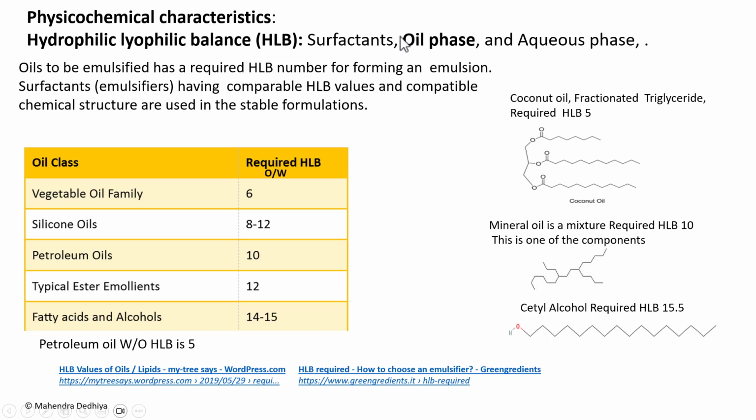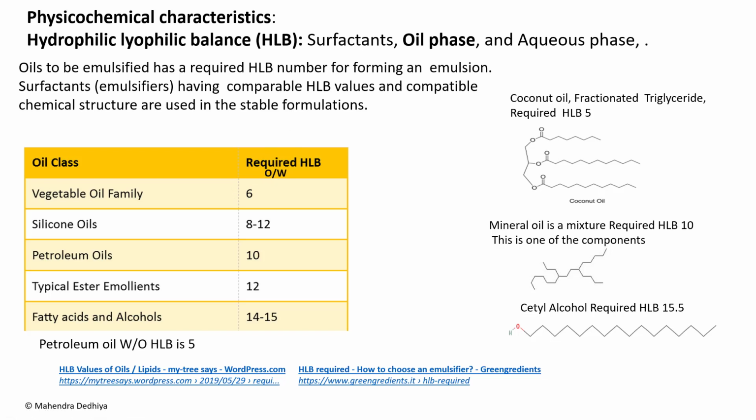HLB of the oil phase. Surfactant has an HLB. Oil phase requires an HLB for it to be emulsified and stabilized. That means a surfactant emulsifier having a comparable HLB value and compatible structure will form stable formulations. Required HLB will depend on what kind of emulsion is being formed.